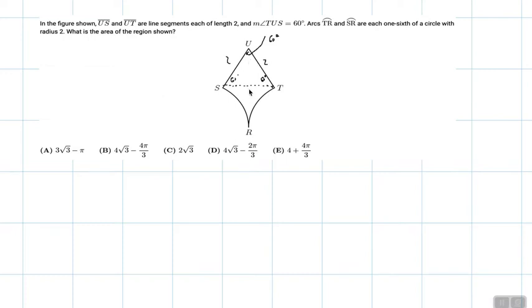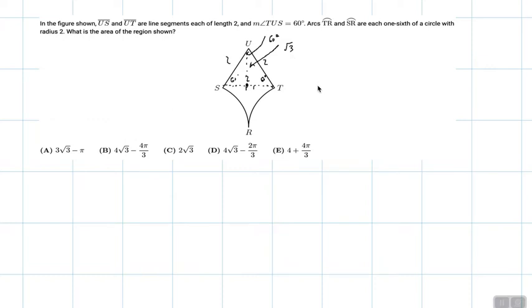So since this is an equilateral triangle, then we know that segment ST is 2. Therefore, the area of this triangle, we split it down the middle like this, that's 1. By Pythagorean theorem, this segment right here, U down to, we'll call this point P, that length is going to be root 3 squared plus 1 squared equals 2 squared. That length is going to be root 3.